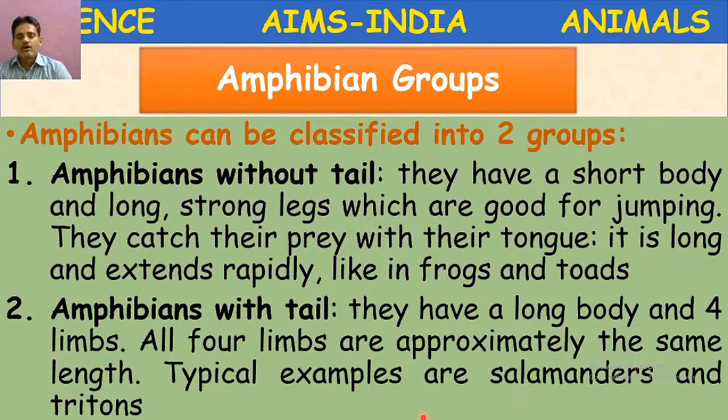What are amphibians? Amphi means both. Bios means life. The vertebrates leading 2 lives, or the vertebrates which show dual life, are called amphibians.